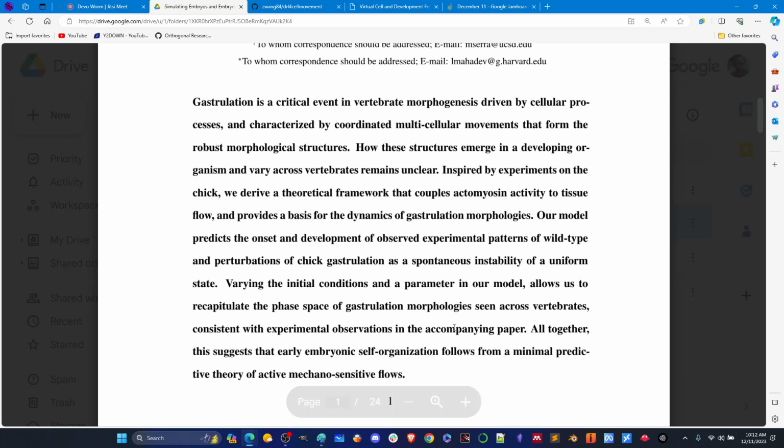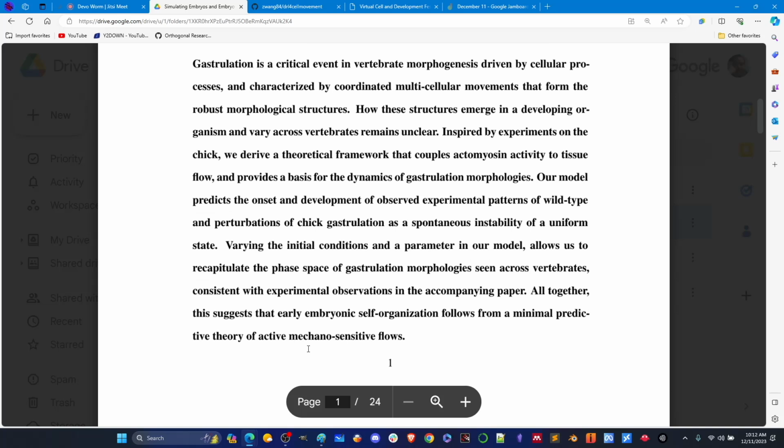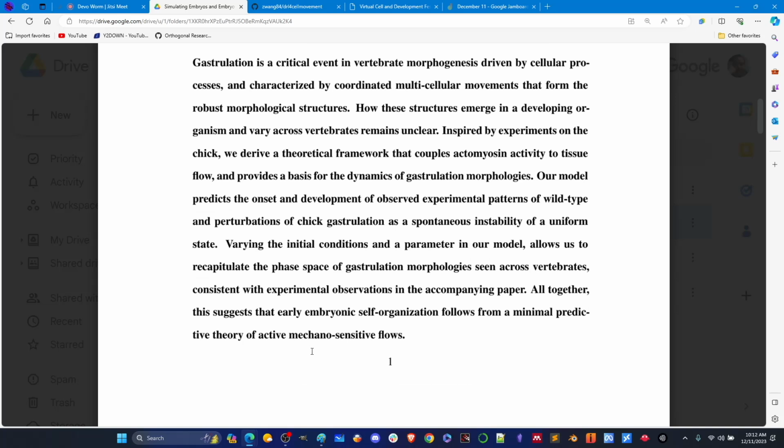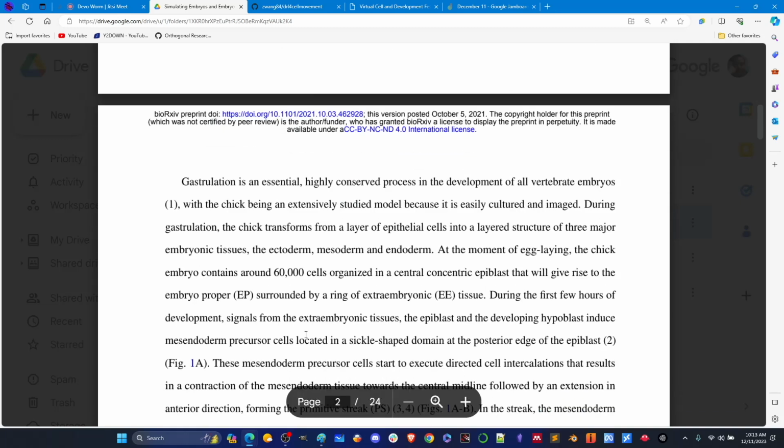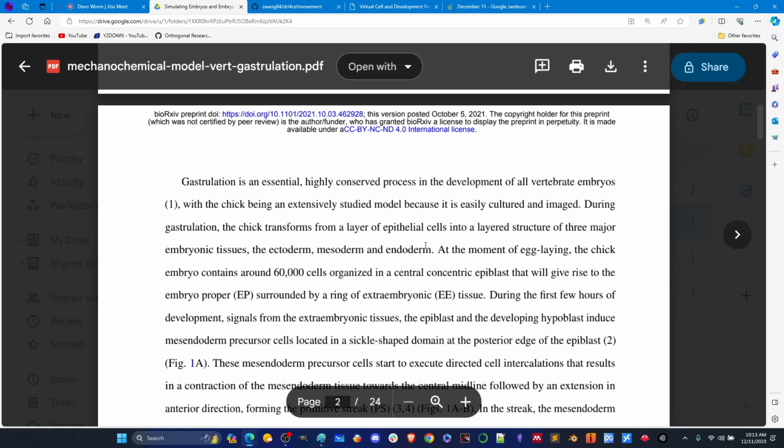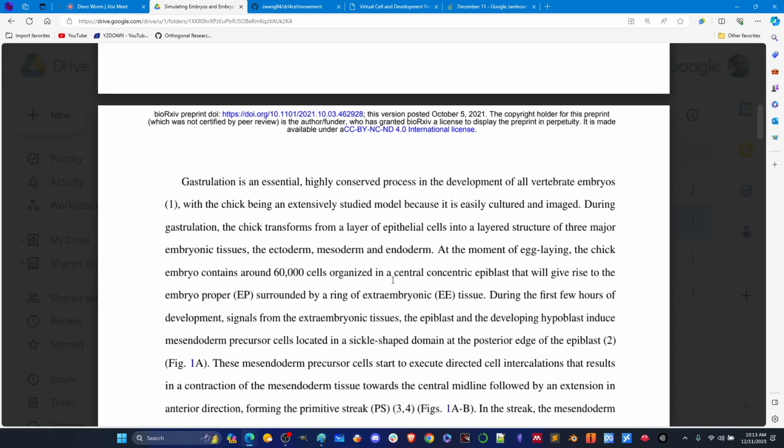And there's an accompanying paper here I'm not going to talk about, but they did some experimental observations and they match. Altogether, this suggests that the early embryonic self-organization follows from a minimal predictive theory of mechanosensitive flows. So this is this active matter type approach. And so they talk about gastrulation, they talk about this process.